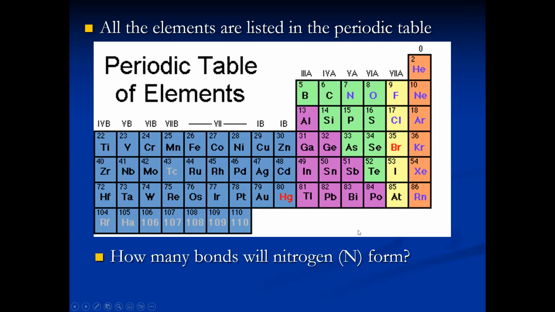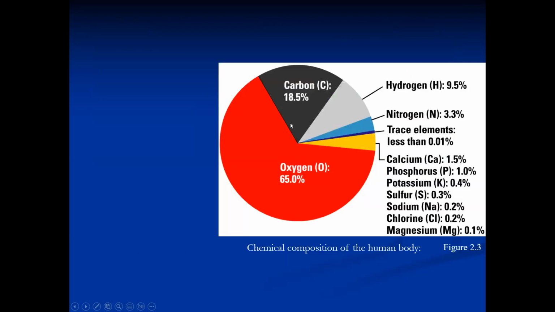How many bonds will nitrogen form? Since it's in family 5, it forms 3. How many bonds will boron form? There it is. It's in 3, wants 5 more. That means 5 bonds. I hope that helps.